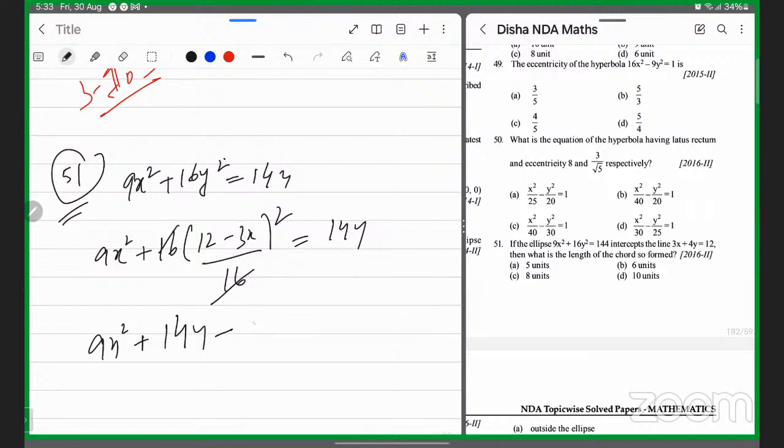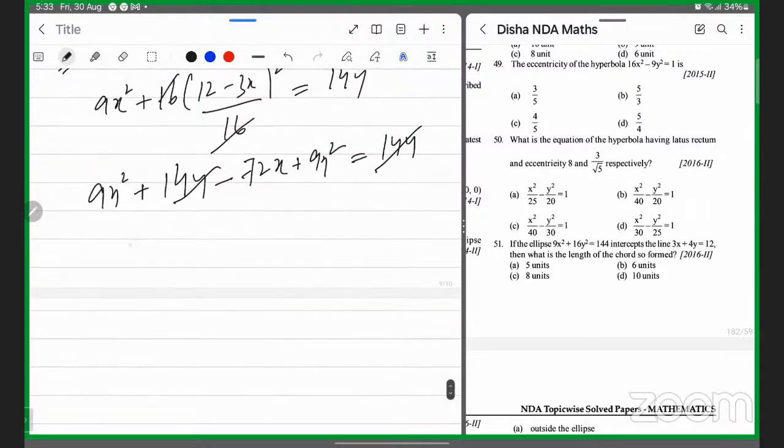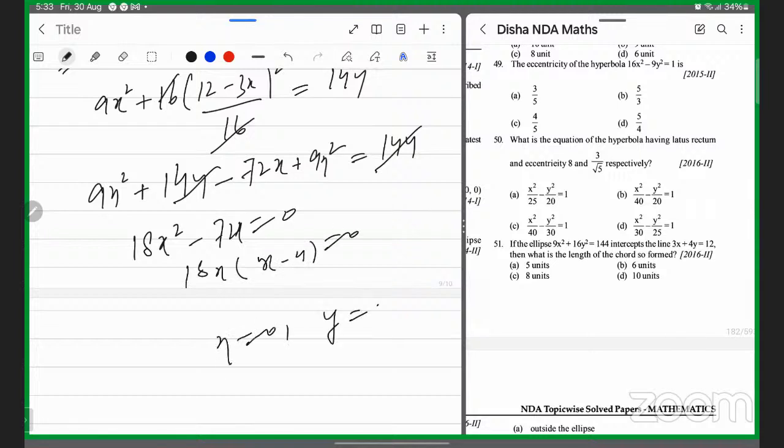3 times 12 is 36, 72, plus 9x square. 144, 144 cancel. You will get 18x square minus 72x. 18x common. x minus 4 equal to 0. So x equal to 0, y equal to 3. Any problem? x equal to 0, x equal to 4. Right.